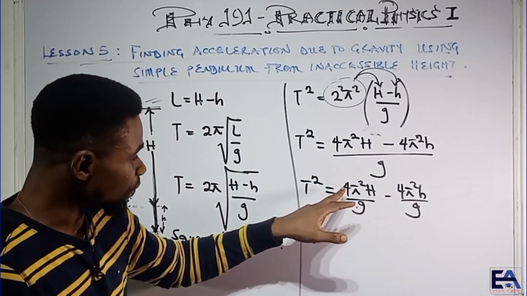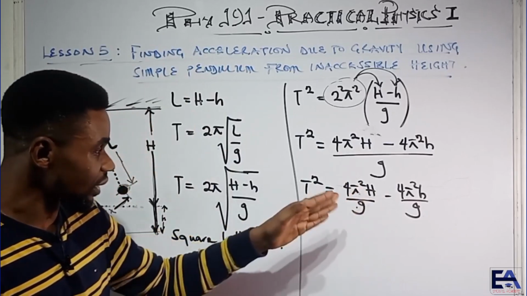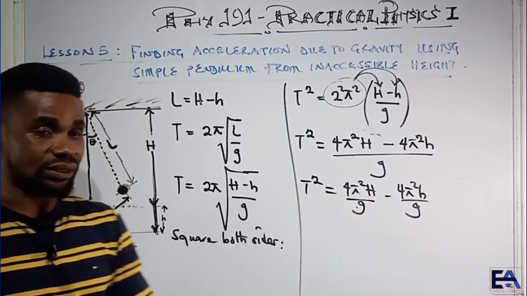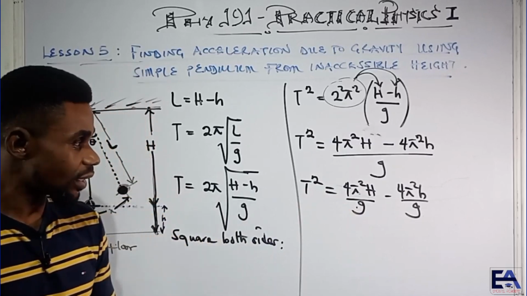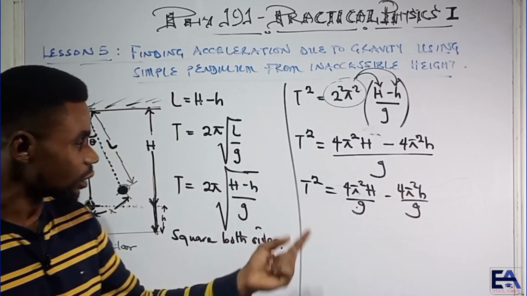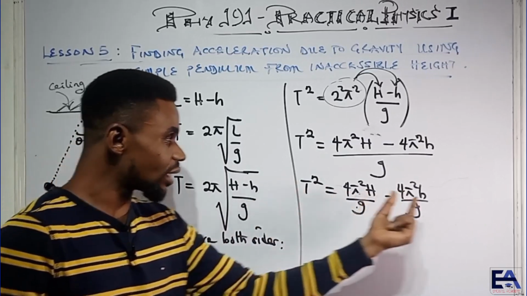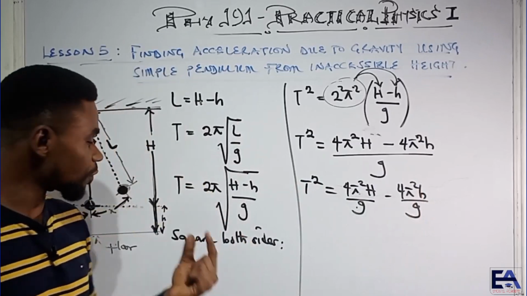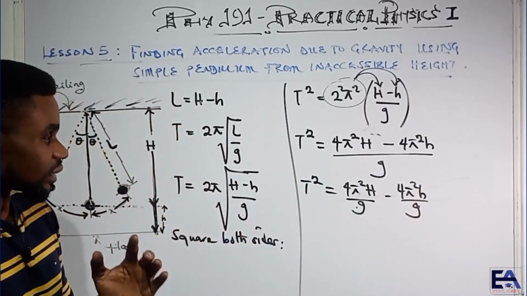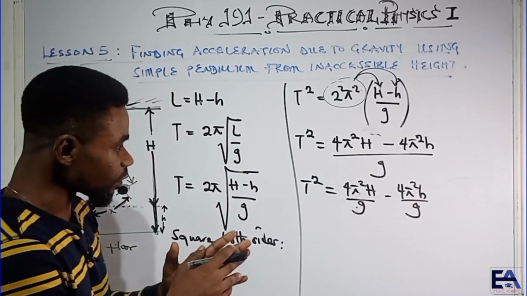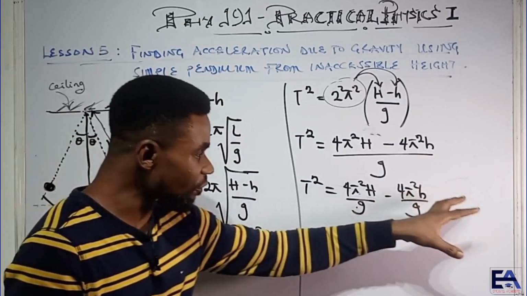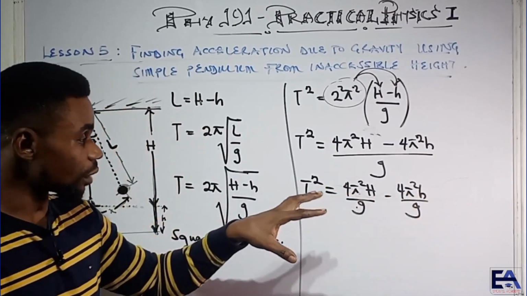And then 4 is constant, pi is a constant number. g, acceleration due to gravity, is constant too, as expected. So every other thing here is constant. The only things that are variable are the t squared and the height of the bulb above the ground. So, we have to now look for a way to make the variable stand.